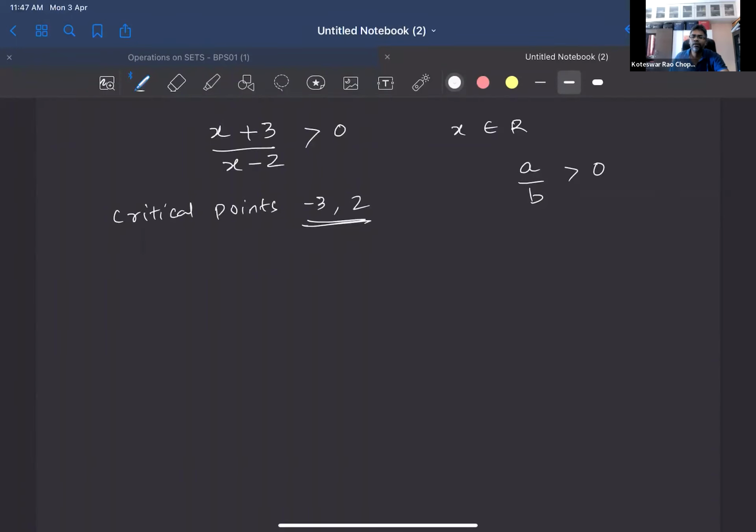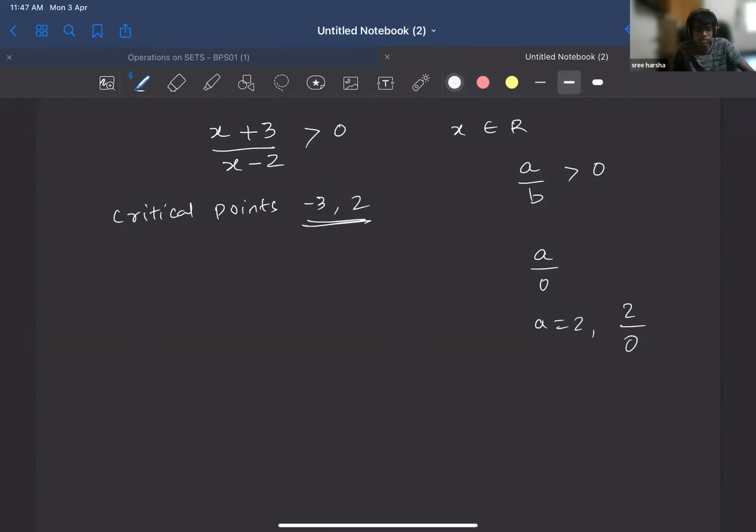Okay, what happens when your B is 0? A divided by 0, what will that be? Will it be greater than 0? See, A divided by 0, will it be greater than 0? A is some number. If I divide by 0, will I get something which is greater than 0? If A is not negative, then it will be greater than 0. So suppose A is 2, 2 by 0. Will it be greater than 0?